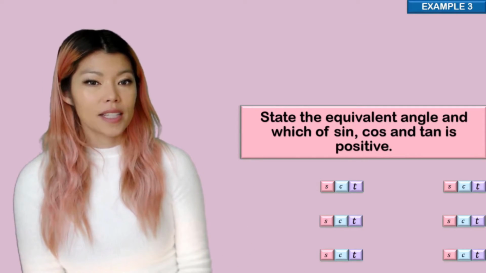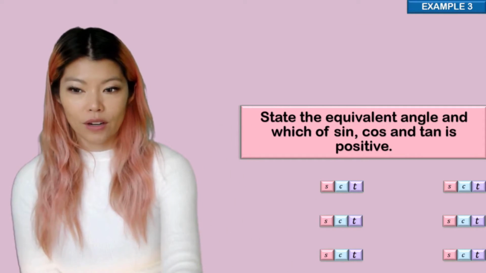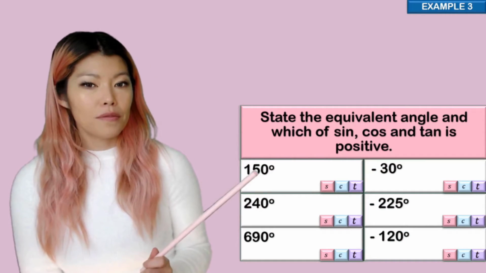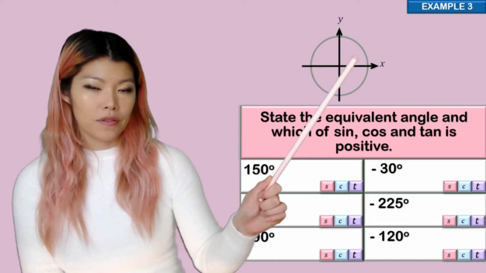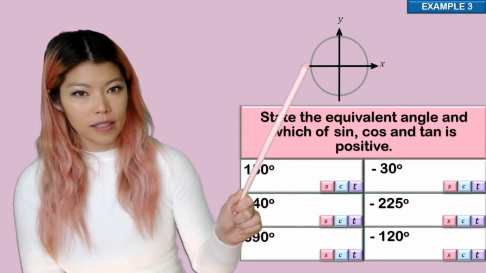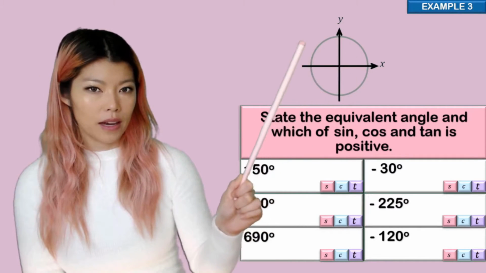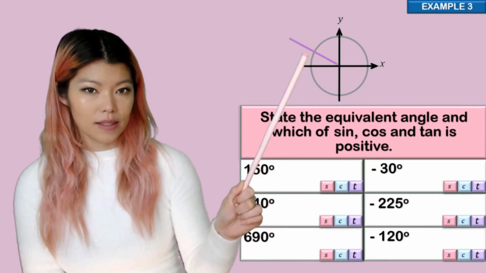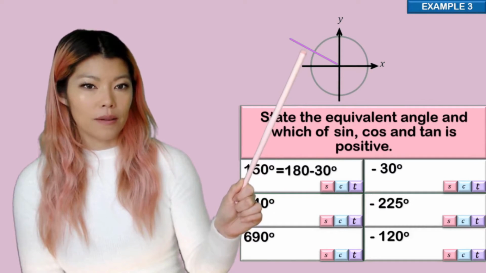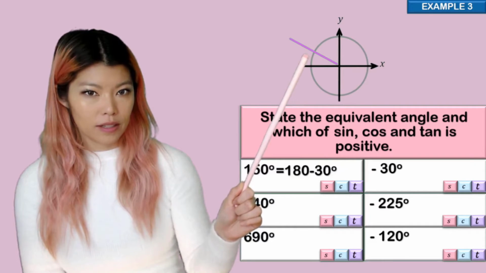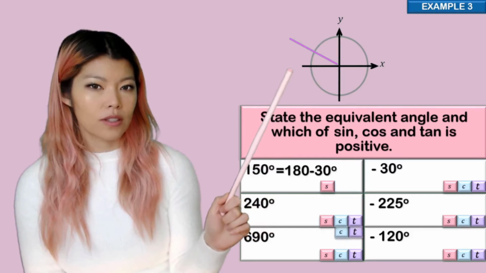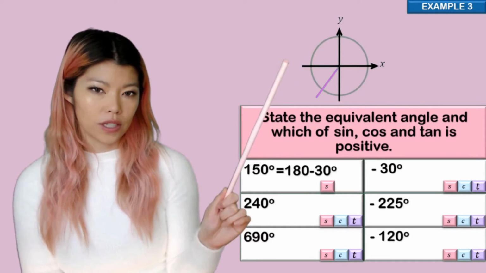Example 3, state the equivalent angle and which of sine, cos, tan is positive in that quadrant. So 150, where are we? 150 would be somewhere here. It would be 180 minus 30 degrees. So our equivalent angle is 30 degrees, and all stations to Caulfield, ASTC. So we're in the second quadrant, so sine is positive in that quadrant.